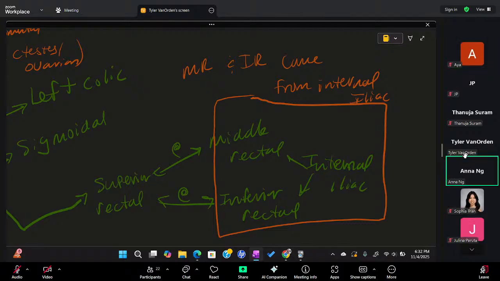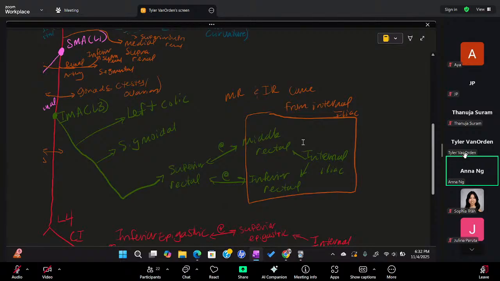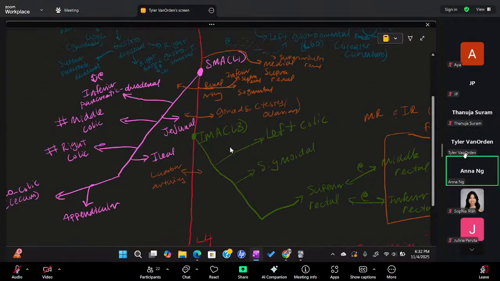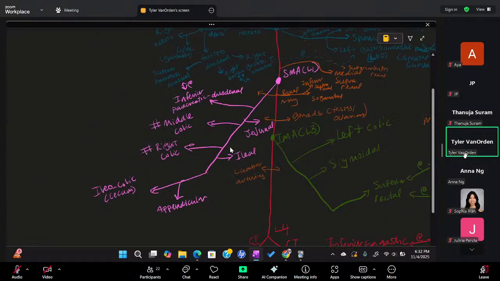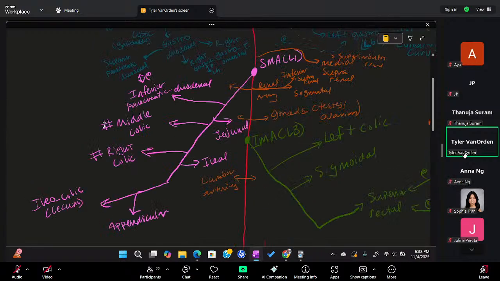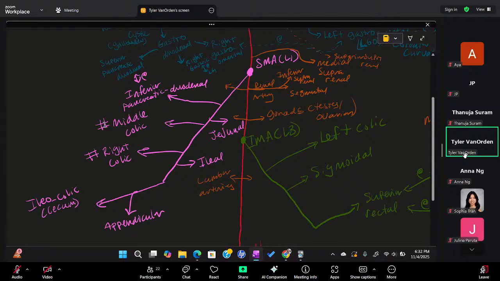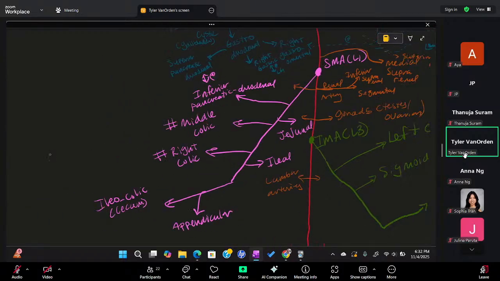Tyler, I had a quick question. Sure. Can you reiterate what you said about which arteries go to ascending versus transverse? Sure. Yeah. So the colon has really four main parts, right? You have the ascending, transverse, descending, and then sigmoid. And then I guess you get a little bit of the rectum. And it looks like this. The right hand side, which is all this side here, is going to be arteries from the SMA.